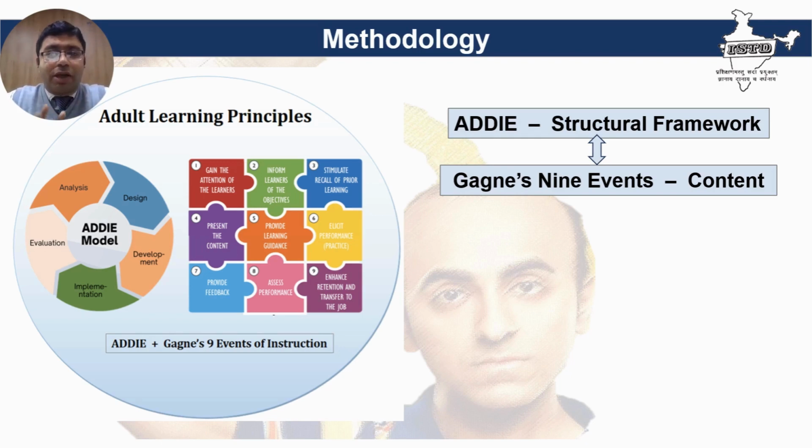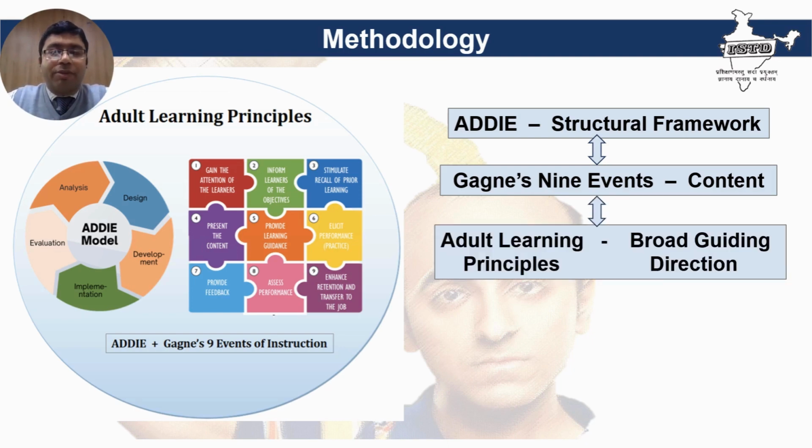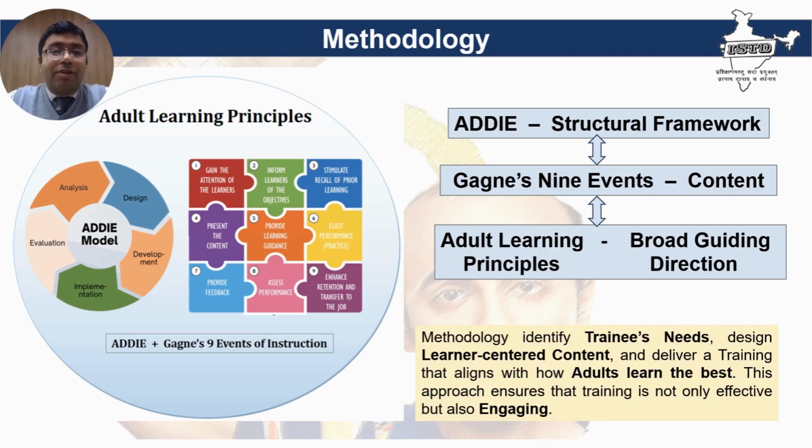And along with these two, the adult learning principle was the guiding framework for me, where I took broad guidance from these adult learning principles because all the trainees were usually adults. And if I summarize the methodology, this methodology helped me in identifying trainees' needs, designing learner-centered content, and delivering a training program that aligns with how adults usually learn. And this approach helped me ensure that training was not only effective, but it was engaging also. So this was all about methodology.